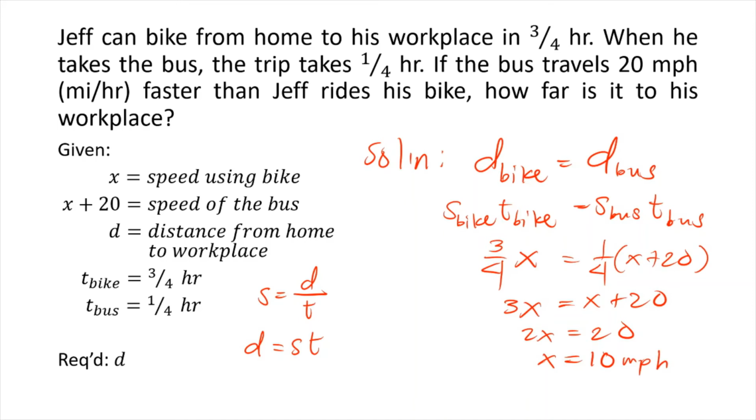The problem is the distance. So we can plug in this value to the distance formula. So distance equal to the speed times time. So x is his speed using the bike, so 10, and then let's use the time if he rides his bike, so 3/4. Therefore the distance is equal to 7.5 miles.